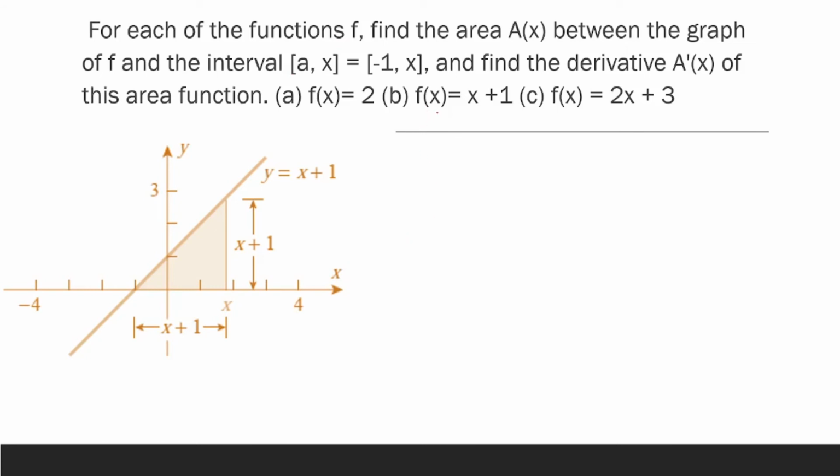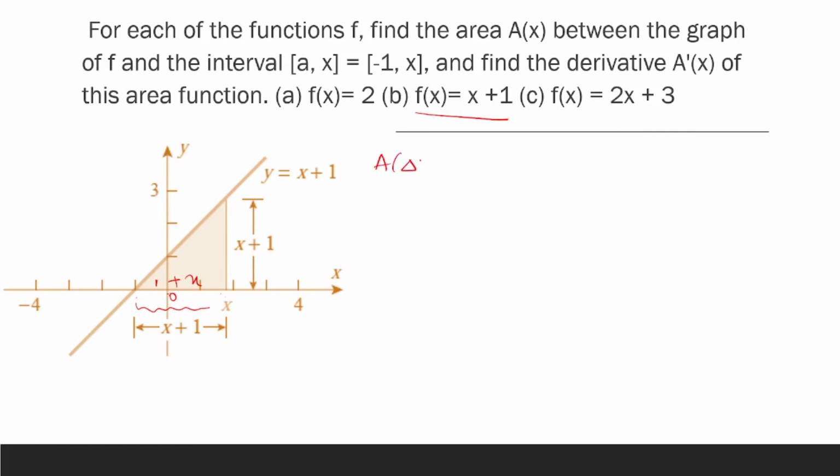Let's consider another question, which is f of x equal to x + 1. When I try to draw this function, it will be like this, right? The graph of x + 1 will look like this, y equal x + 1. When we see the base part, it is 0 to x and here 1 unit, so 0 to x means x value, plus 1 unit, so it is x + 1. When I take the height, I consider this as my x, and it is also x + 1. So this is a triangle shape that is formed.